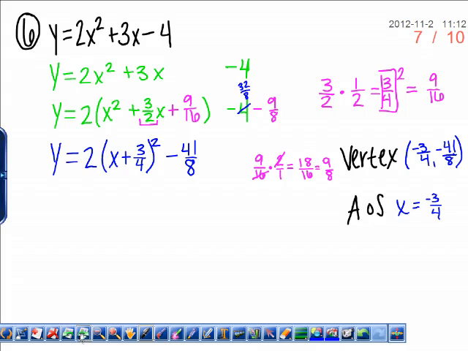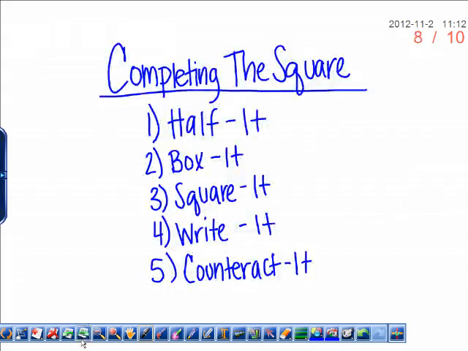All right, to recap, here's our process. Half it, box it, square it, write it, counteract it. Okay? It'll start getting stuck in your head, and that's a good thing. Make a song. Go for it. When I got shown this, because I didn't learn it this way, I thought it was one of the coolest things ever, because I think it's just such a great way to remember the whole process.